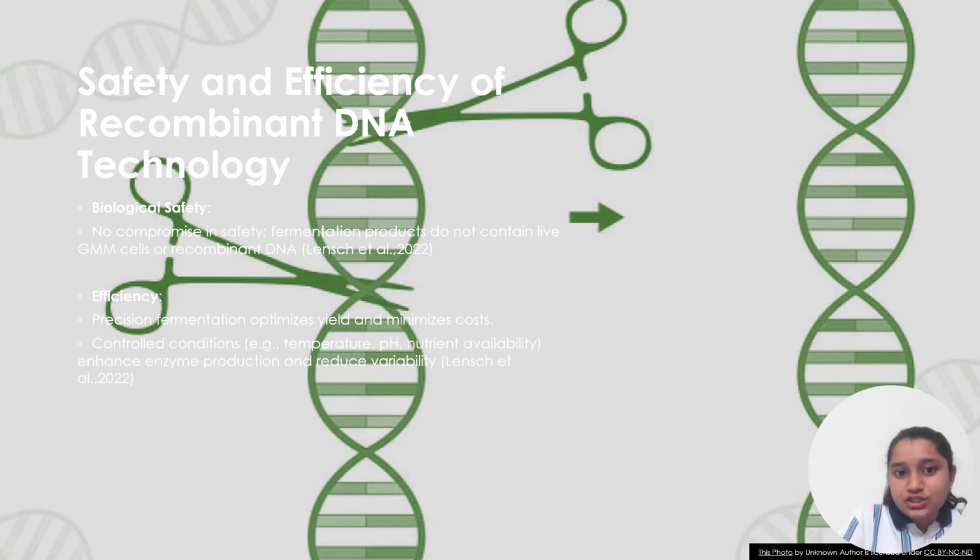Controlled conditions: factors like the temperature, pH, and the nutrient availability are tightly controlled. These conditions improve the enzyme production and reduce the variability in the final product.